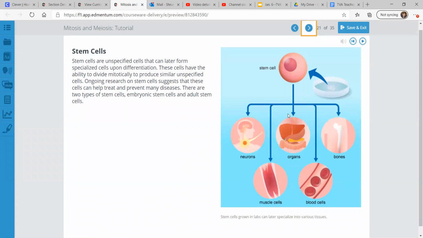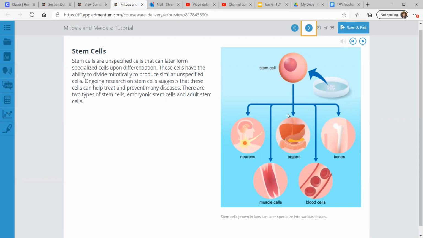Stem cells, have you ever heard that in the news? Well, stem cells are unspecified cells that can later form specialized cells. So they're like blank slates, and then you can form them later. And these cells have the ability to divide mitotically, through mitosis, to produce similar unspecified cells. Ongoing research on stem cells suggests that these cells can help treat and prevent many diseases.